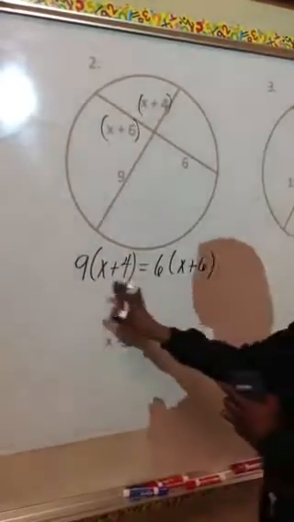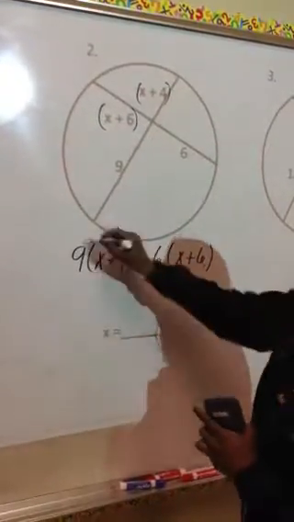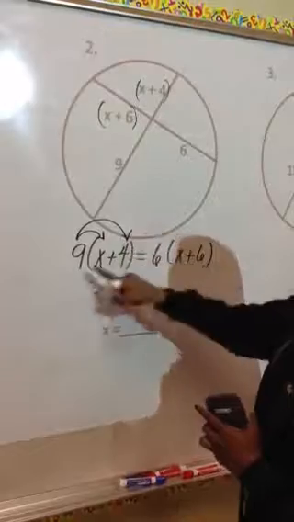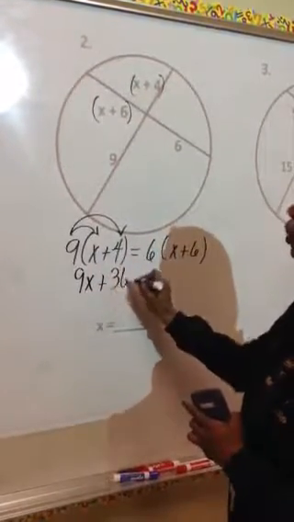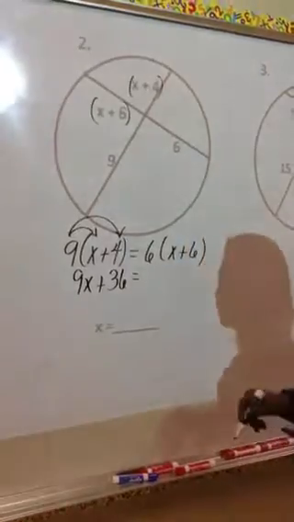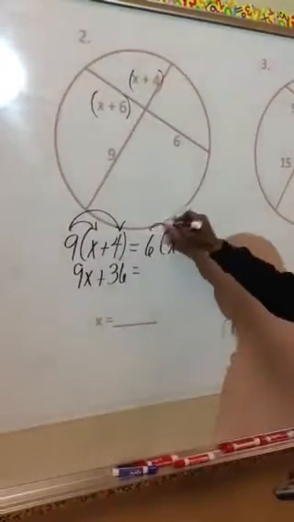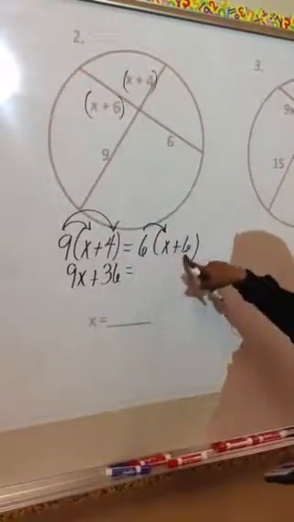Now let's simplify the given equation. On the left side, we need to distribute. 9 times x is 9x, plus 9 times 4 is 36. On the other side, let's apply the same concept and multiply 6 times each one of these.